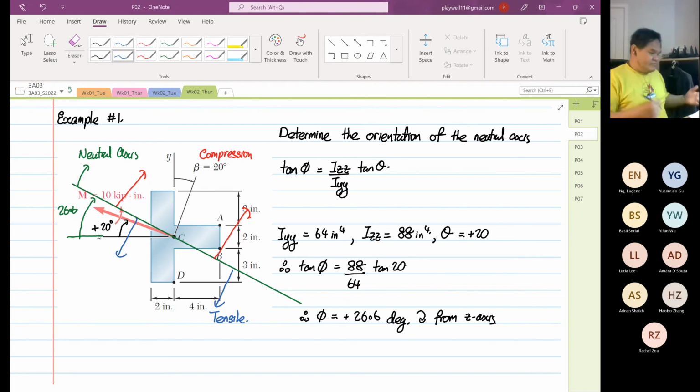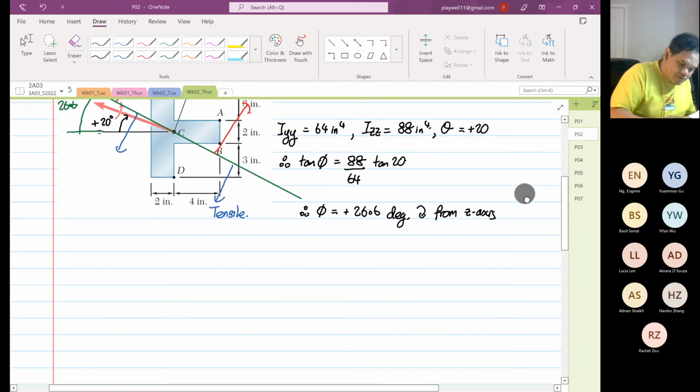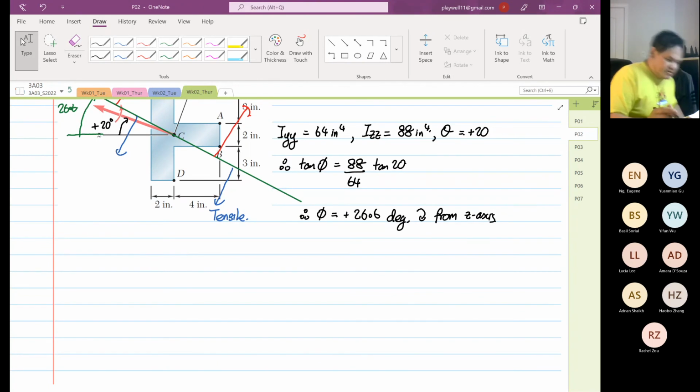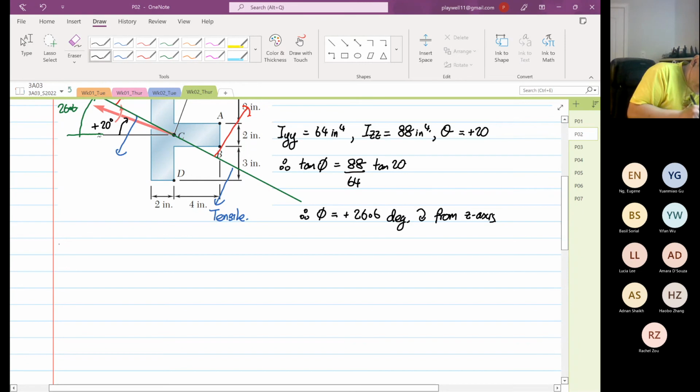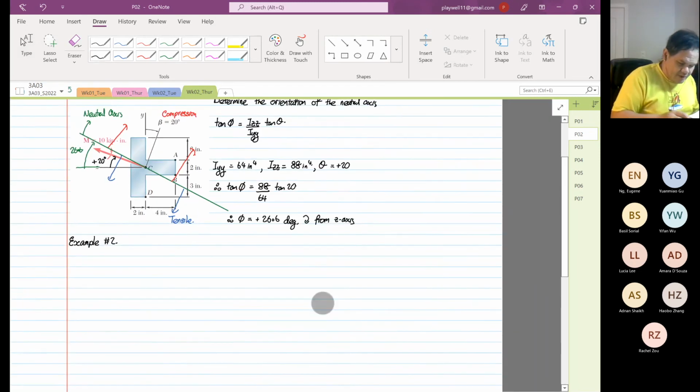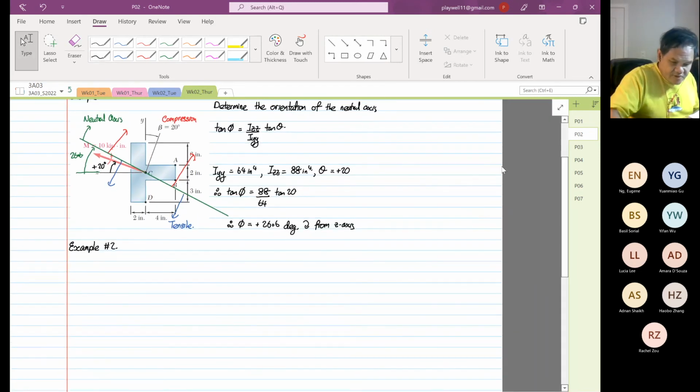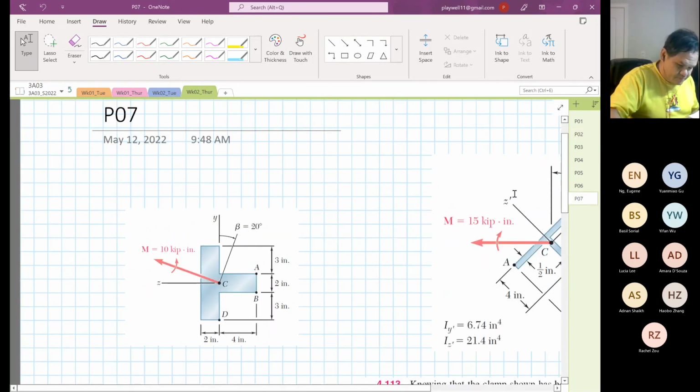Okay, let's do another example. This one is easy. Okay. So I want you all to pay close attention to example number two. Now, example number two is slightly complicated. Okay, so let's look at example number two.